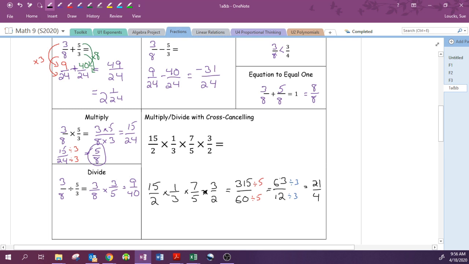But I needed my calculator for that, right? And you don't get a calculator for the tests on fractions, because what you need to show me is that you know how to work with fractions without a calculator. So let's do it without a calculator.